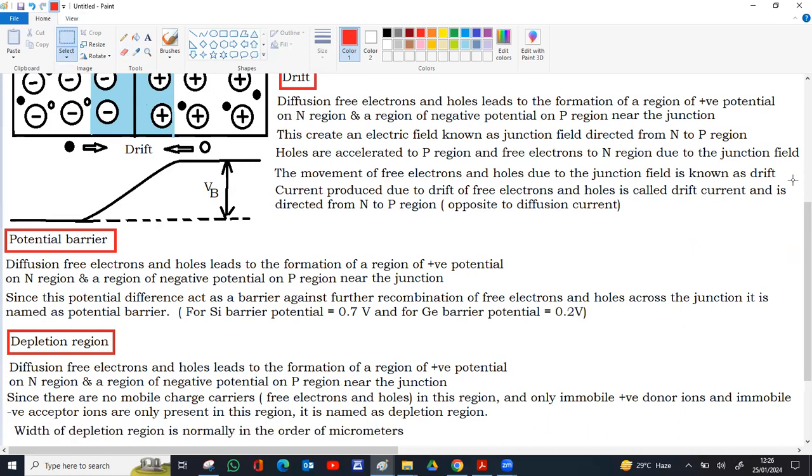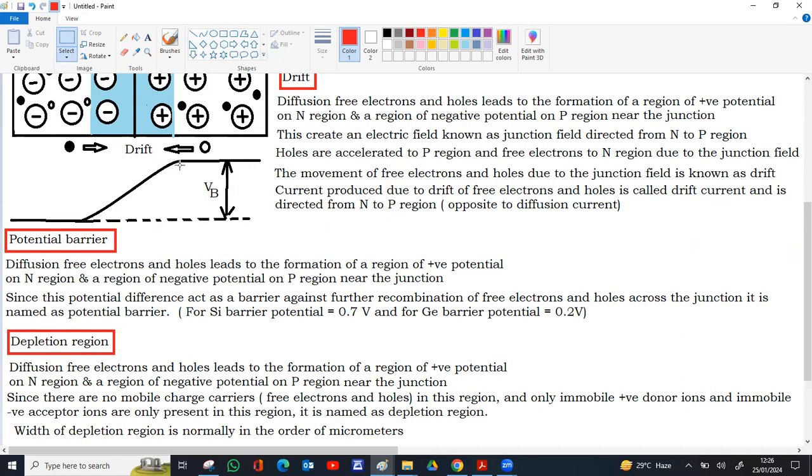Now, this is the important process during the formation of the PN junction. The two main processes are diffusion and drift, which are associated with the formation of the potential barrier and depletion region. These formations are normally asked in the exams.